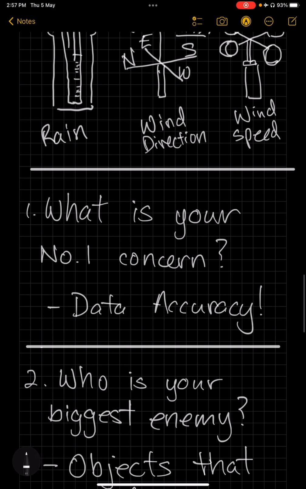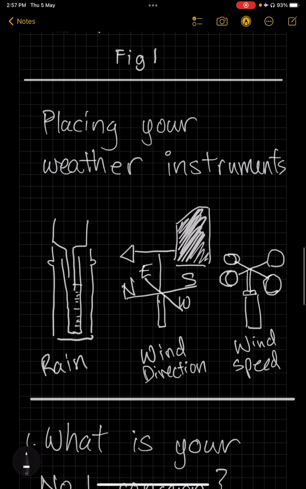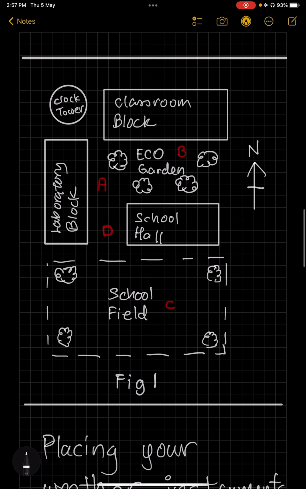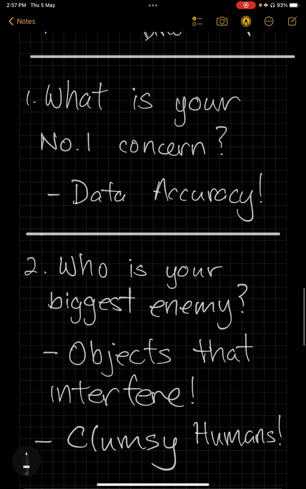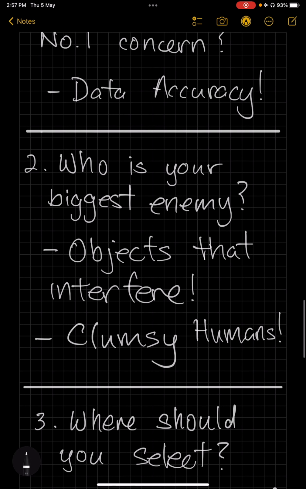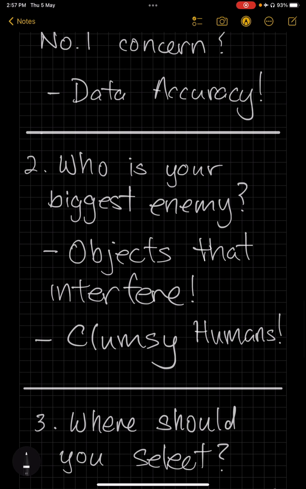So when you're looking at figure one, what's your number one concern? Number one concern is that you're gathering data, you want the data to be accurate. So besides the issue with these three instruments here, how are you going to ensure that the data you collect from this location in figure one is accurate? So our concern is data accuracy. So what are the things that will work against your objective of getting accurate data? Who are your biggest enemies? Now, in any situation, if you're trying to gather weather data, your biggest enemy will be obstruction.